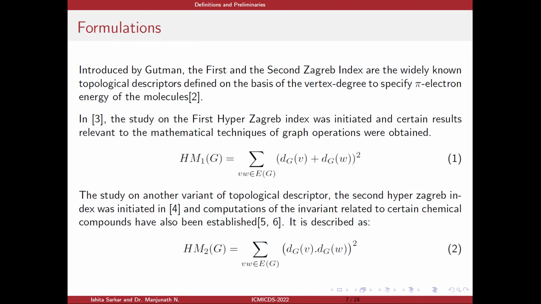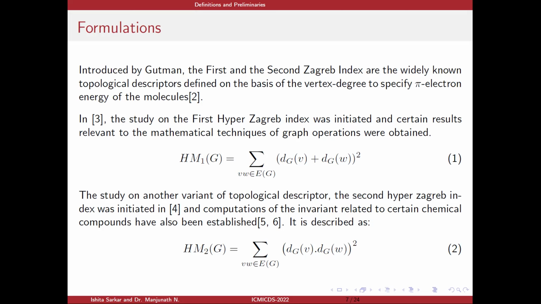These two terms led to the introduction of the first and the second Zagreb indices. Also, in a paper by G.H. Sherdel, the study on the first hyper-Zagreb index was initiated and certain results relevant to the mathematical techniques of graph operations were obtained. The equation for the first hyper-Zagreb index is shown in equation 1.